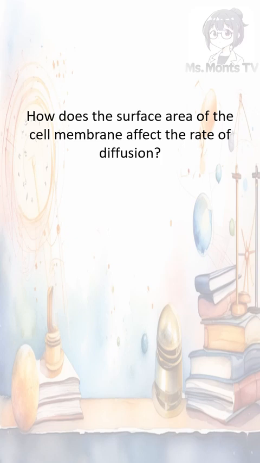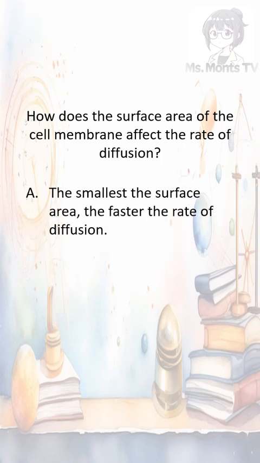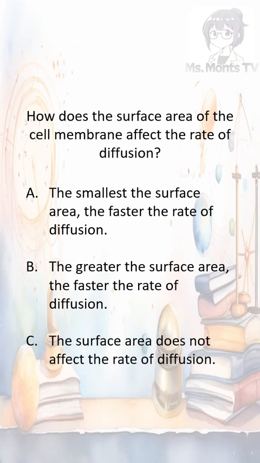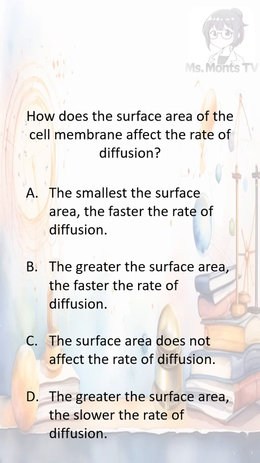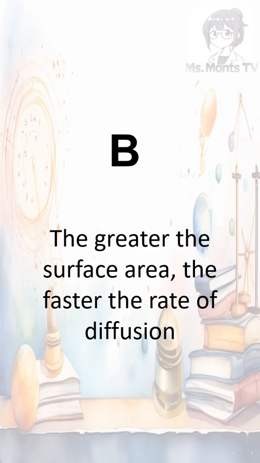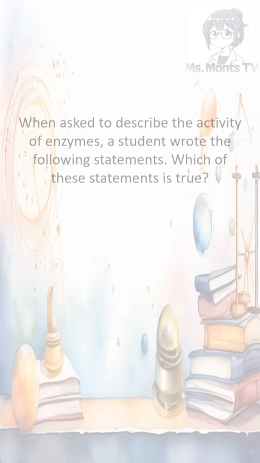How does the surface area of the cell membrane affect the rate of diffusion? A. The smaller the surface area, the faster the rate of diffusion. B. The greater the surface area, the faster the rate of diffusion. C. The surface area does not affect the rate of diffusion. D. The greater the surface area, the slower the rate of diffusion. B. The greater the surface area, the faster the rate of diffusion.